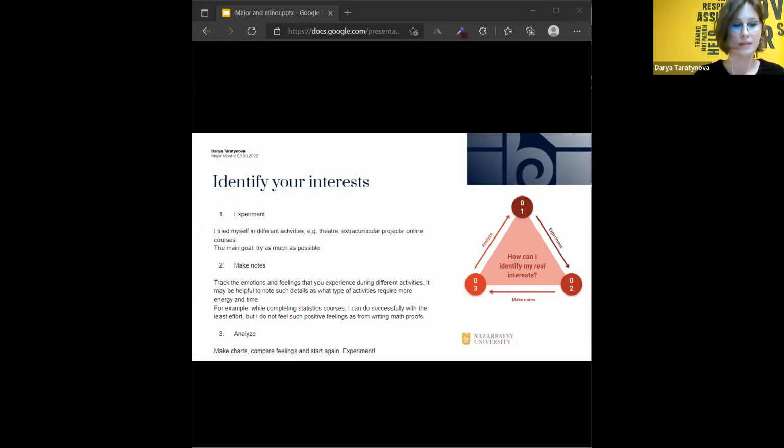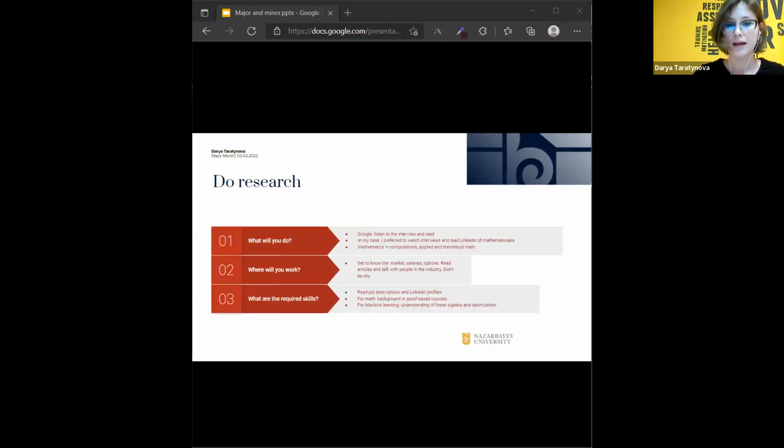Third step is to analyze. You can make different charts and compare feelings. And as I guess you remember, the process is cyclic. So you start again, you start to experiment and find maybe something new.